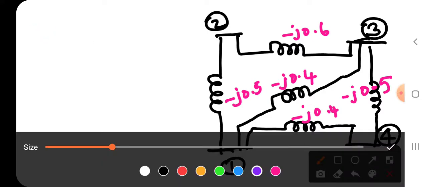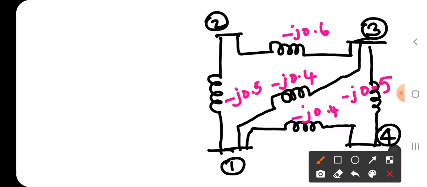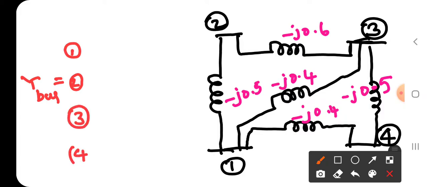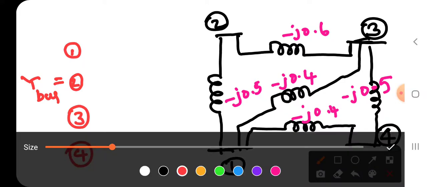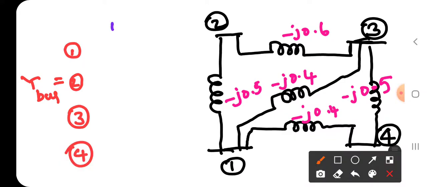Therefore, Ybus is equal to node 1, node 2, node 3, node 4. Yes, here also node 1, node 2, node 3, node 4.